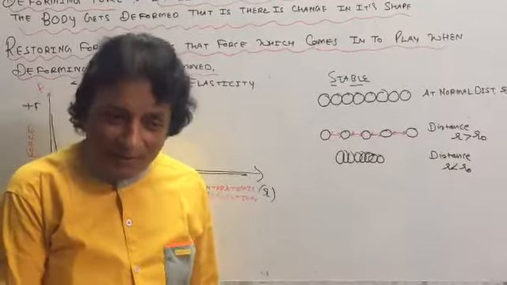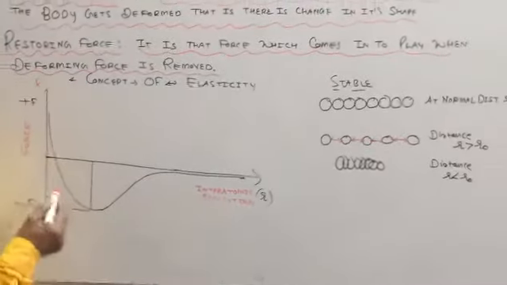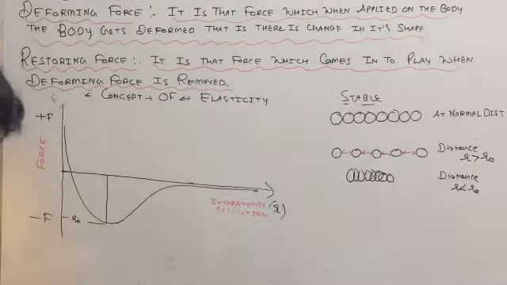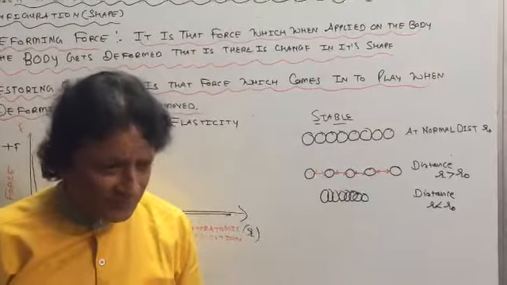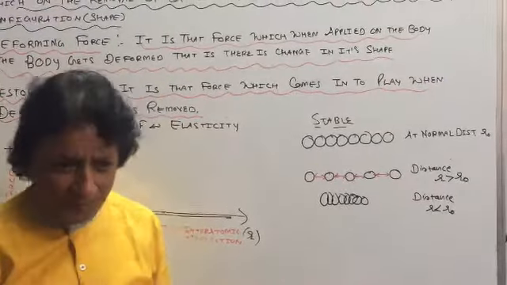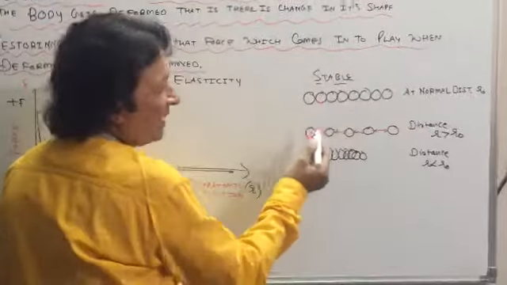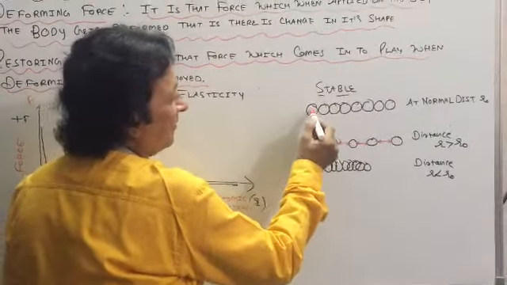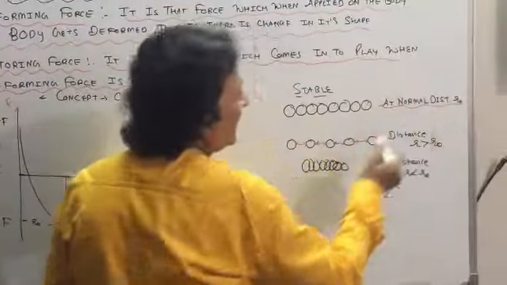To understand this, we make one graph. We have a large number of atoms of a material. See, these are the large number of atoms of the material, shown in circle form. They are at the normal distance R0.